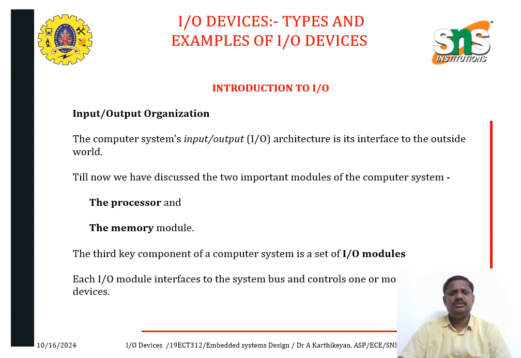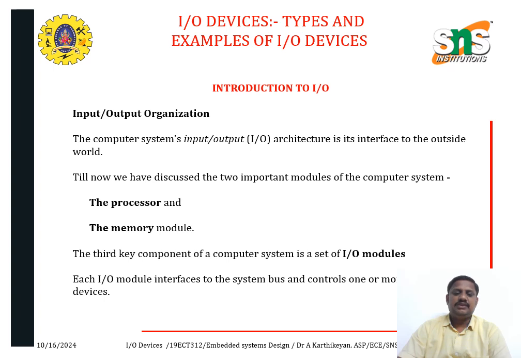In I/O organization, the computer system's input/output system provides the interface to the outside world. Mainly the architecture interconnects or interfaces to the outside world. That is called the I/O system. We have discussed two important modules of the computer system, the processor and the memory module. The third key component is the I/O module. Without the processor it won't work, without memory it won't work; likewise, the I/O module also plays a major role.